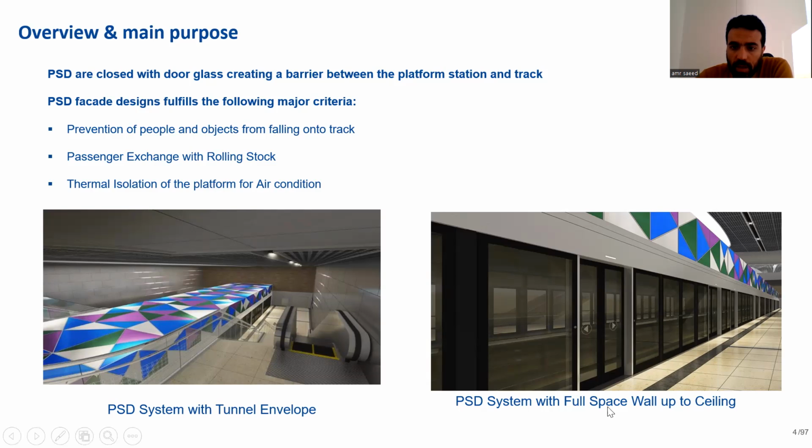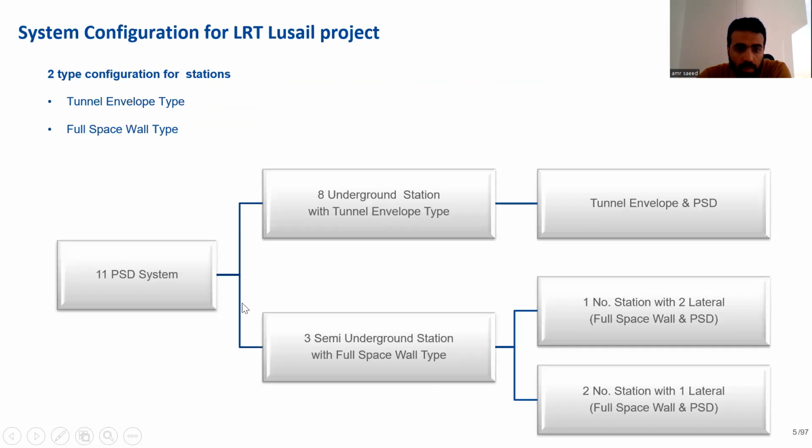We have here a PSD system with full space wall up to the ceiling, from ground to ceiling. And the other configuration, a PSD system with tunnel envelope. As you see here, there is a roof of glazing with facade. We'll go in more depth and more details.